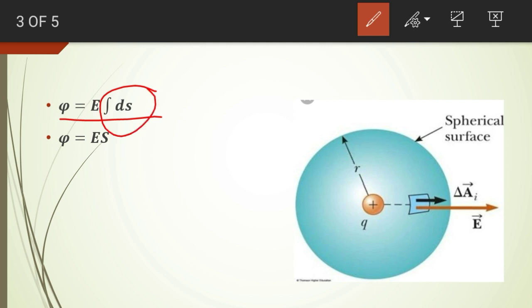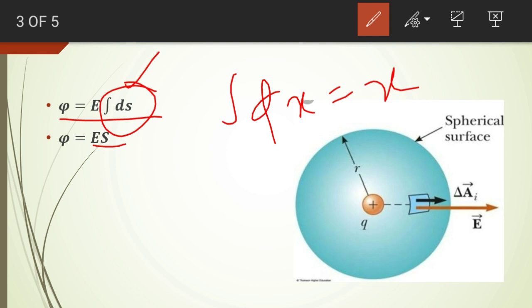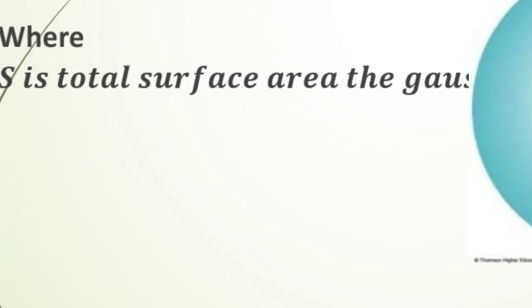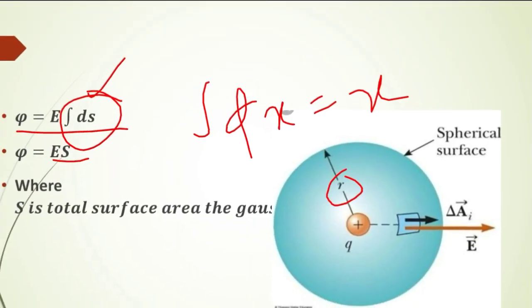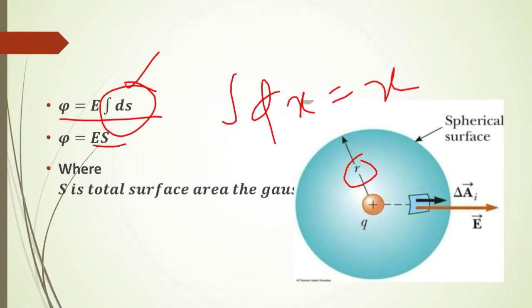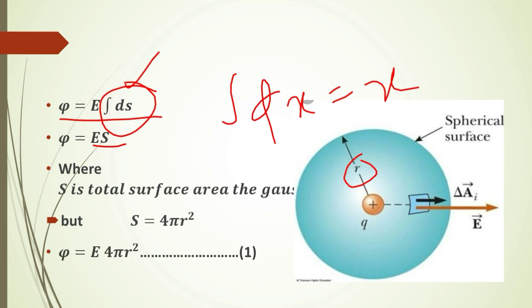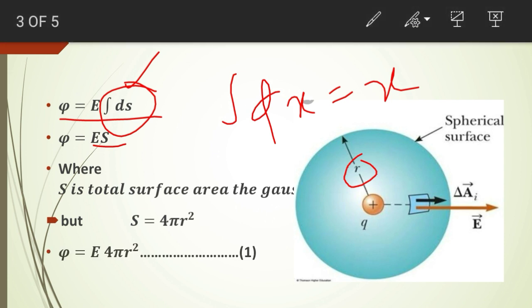Now the integration of only dS: wherever you have the integration of dx, it is x. So whenever you have the integration of dS, it is S. The S will be what? The total surface area. The total surface area of a spherical surface having radius r is obviously 4 into pi into r square. So you have S is equal to 4 pi r square. Now phi is equal to E multiplied by 4 pi r square, right?